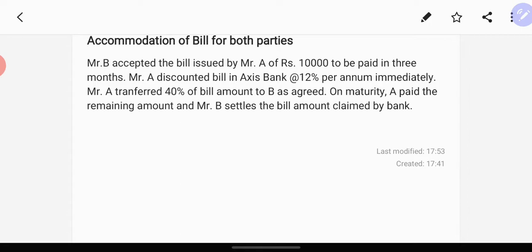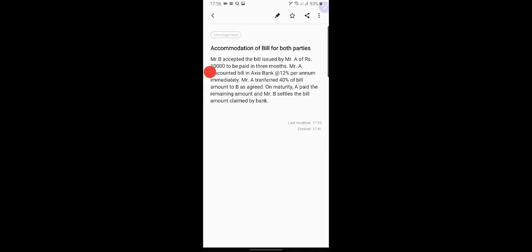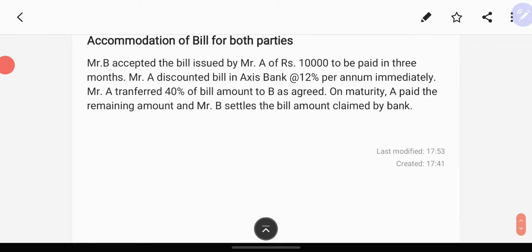Okay, if you see on the screen we have a question. Let me read this question first. Mr. B accepted the bill issued by Mr. A for rupees 10,000 to be paid in 3 months time. Mr. A discounted the bill in Axis Bank at the rate of 12% per annum immediately. Mr. A transferred 40% of the bill amount to B as agreed. On maturity, A paid the remaining amount and B settles the bill amount claimed by the bank.